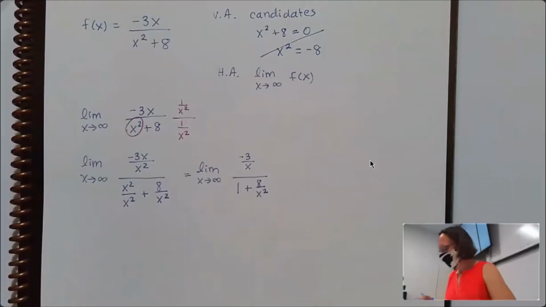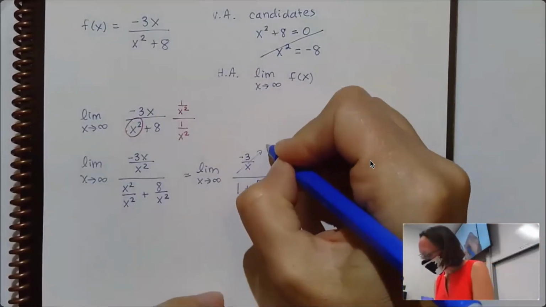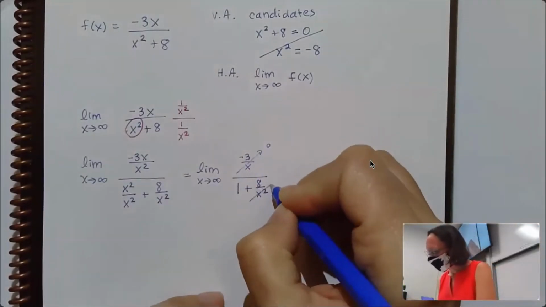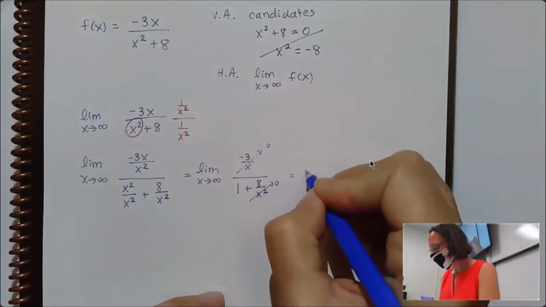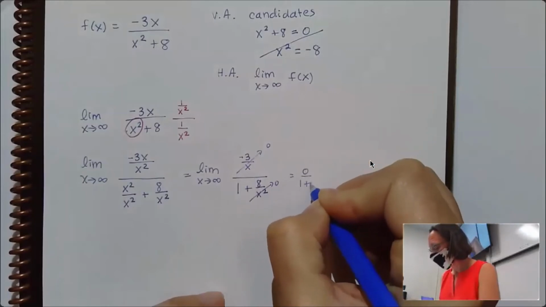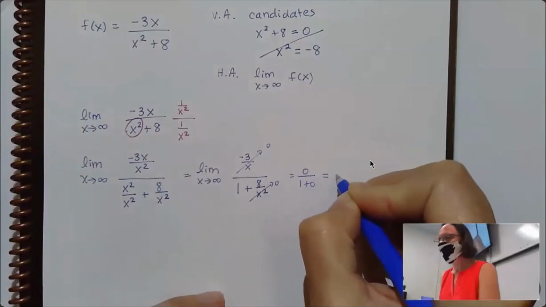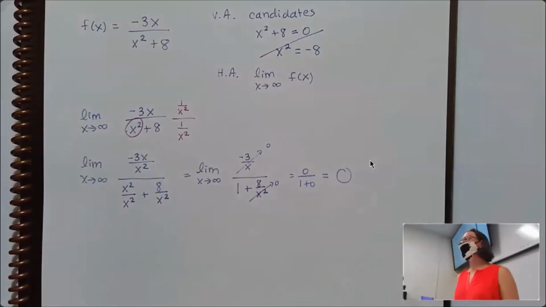So the top is headed to 0, and 8 over x squared is headed to 0. So this is really like I have 0 over 1 plus 0, which is 0. It's not undefined. 0 divided by a number is 0.